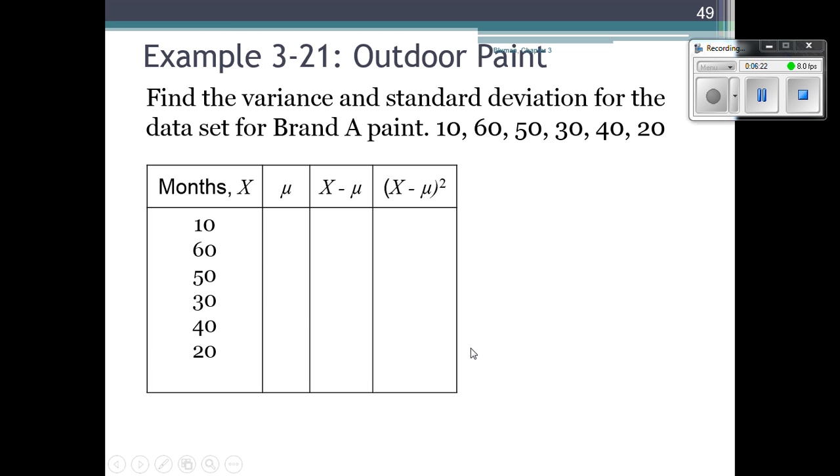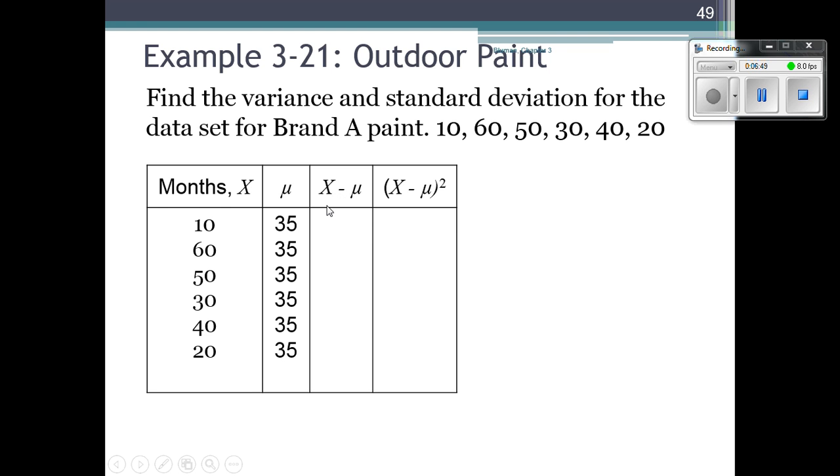So here's an example. You do not have to use a table for this. I highly suggest it. I think it's much easier for you to do the calculations. I think you will minimize your mistakes by using a table, but it's not a necessity. So for this, we already figured out that our average was 35. So we're going to put 35 in for each one here.